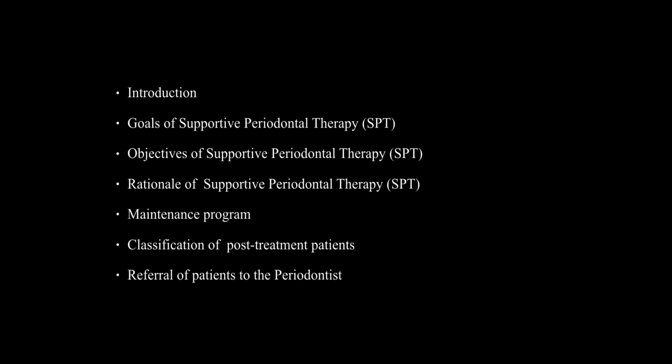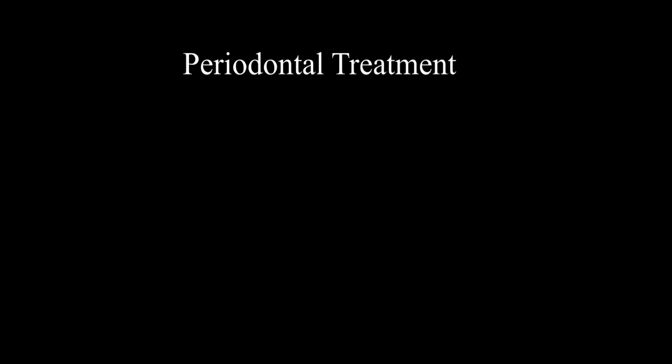Going through the outline for the first part, we're just going to give some information in the beginning, and then we're going to discuss the goals, the objectives, and the rationale of supportive periodontal therapy. And then we're going to talk about the maintenance program and what we do in the maintenance appointment, and of course the classification of post-treatment patients, and when to refer patients to the periodontist.